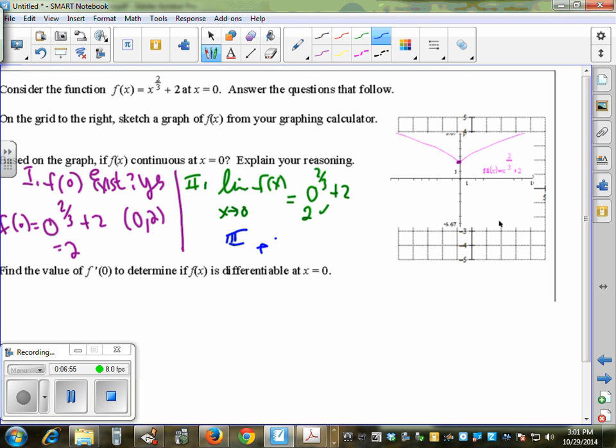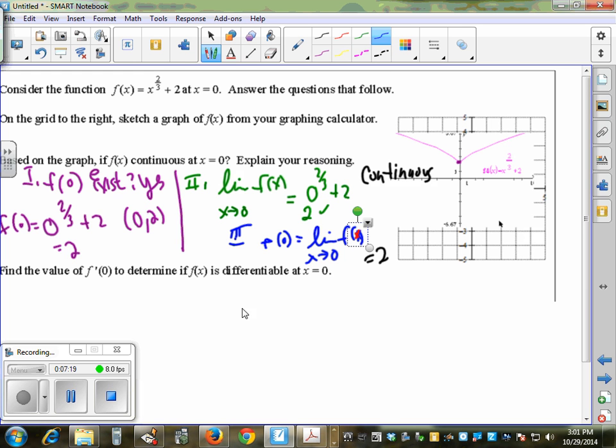Third step. Is the function equal to the limit of the function as x approaches 0? And the answer is yes, they are. They're both equal to 2. So yes, it's continuous.